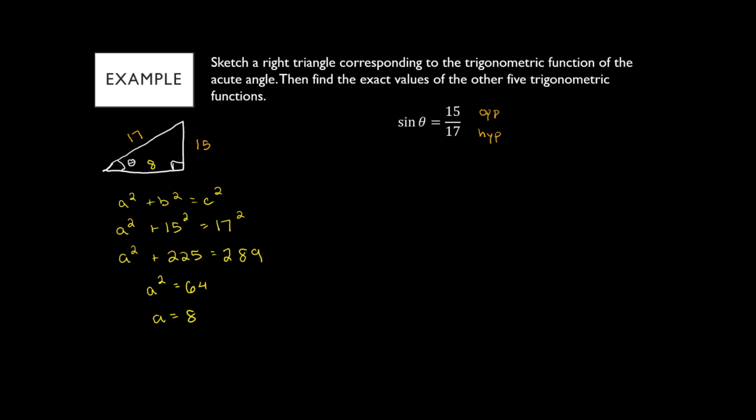Once I have my triangle, we're going to find the other 5 trig functions. We don't need to find 6 because one of them is already given to us. We know sine, and the reciprocal of sine is cosecant, so I can immediately get that one by taking the reciprocal. That's 17 over 15.